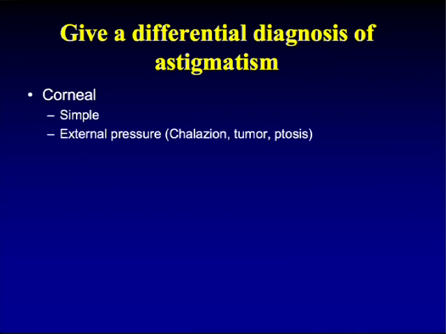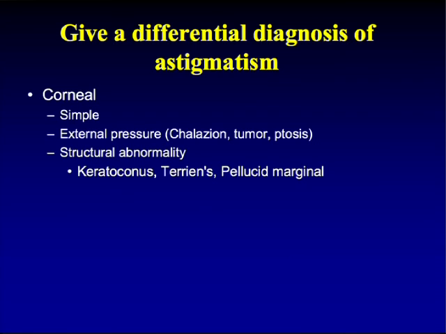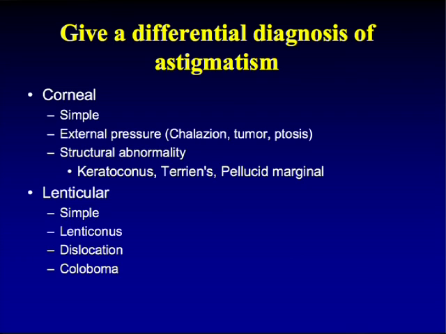A chalazion can do it too, a tumor, even just congenital ptosis, you can get more astigmatism as a result. Structural abnormalities, keratoconus, like I showed earlier, that not only makes the eye too strong, but also adds an astigmatic error. Terrien's or pellucid marginal degeneration, or lenticular astigmatism. So lens causes would include simple lenticular astigmatism. Lenticonus, as I showed, lens dislocation off to the side instead of to and fro. A lens coloboma could cause it, or a ciliary tumor.